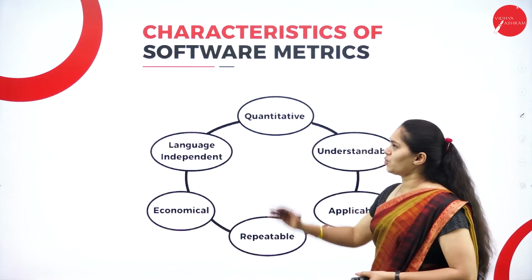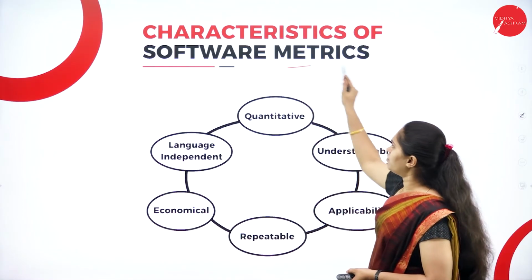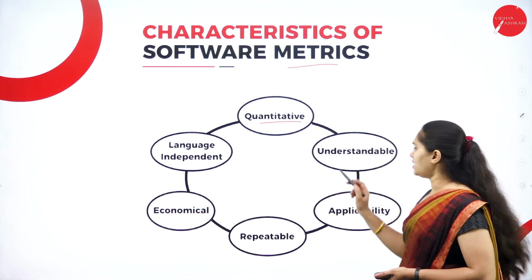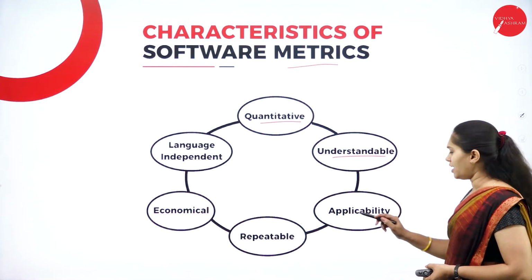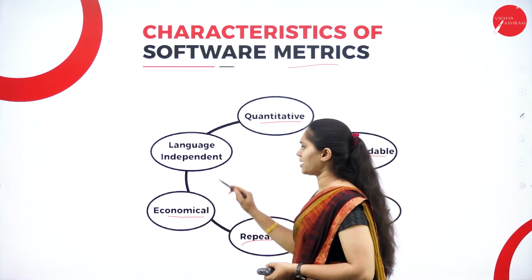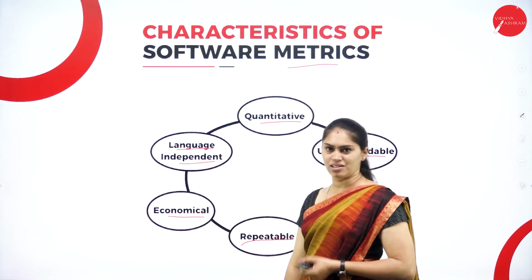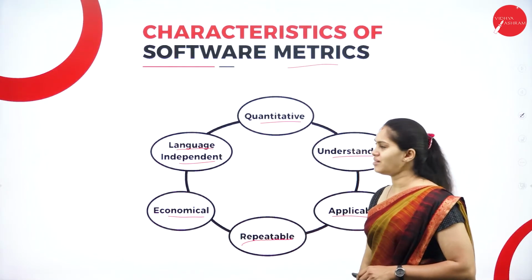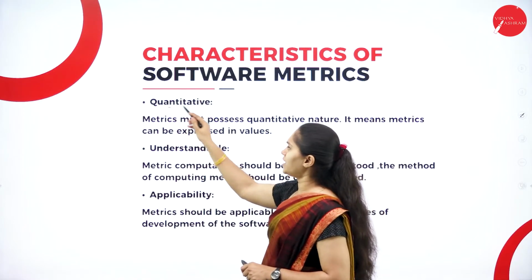And also you can see certain characteristics of software metrics here. It needs to be quantitative, and it has to be understandable, and also it needs to have applicability, be repeatable, economical, and language independent. We'll see each of the characteristics of a software metric one by one right now. First, what is it? Quantitative.